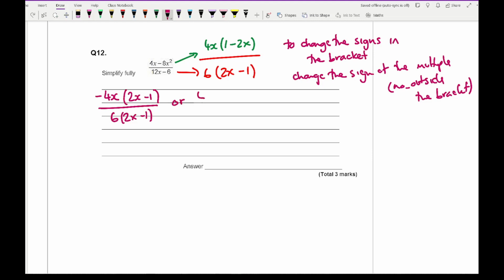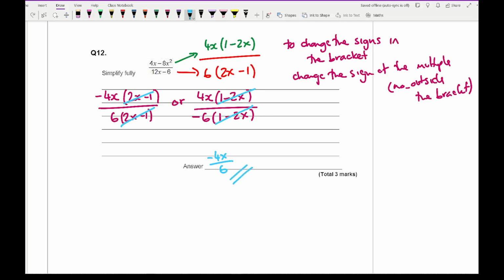So I end up with 4x, 1 minus 2x over minus 6, and it's going to be 1 minus 2x. Now either or, whichever I've got, so if I did the first example, my 2x plus 1s cancel, leaving me with just minus 4x over 6. Now if I do the same with the second one, again the 1 minus 2x cancels out, but I'm still left with minus 4x over 6. And again, 4x over minus 6 is still the same.